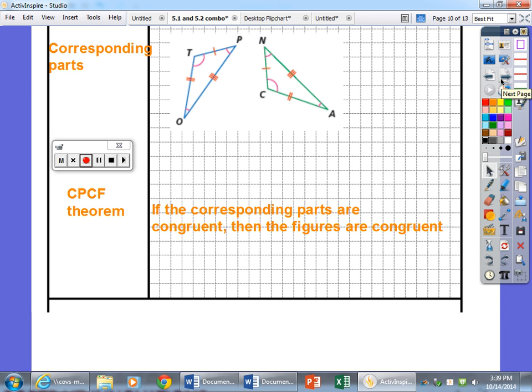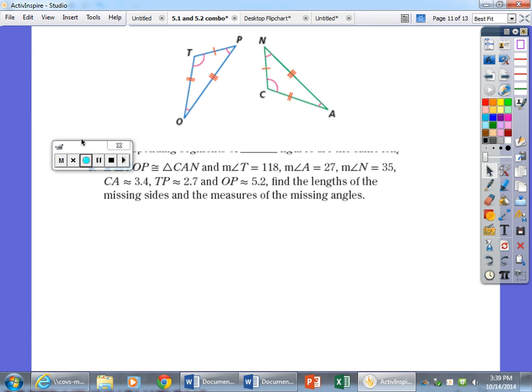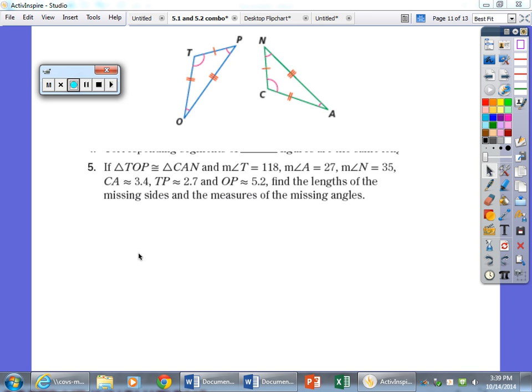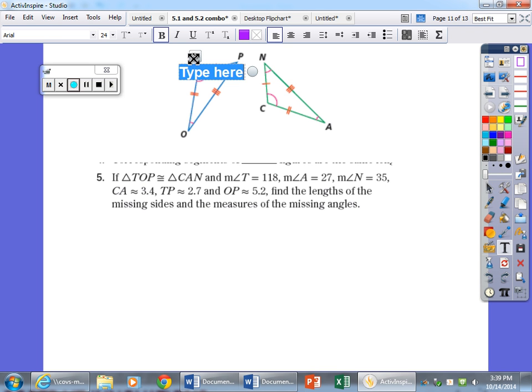But I think we can look at another example that might help you a little bit more. It's the same two triangles. It's still TOP and CAN. And they give me some information here. They're telling me that angle T is 118. They're telling me that angle A is 27, and they're telling me that angle N is 35. Okay, because I know that these two are congruent, I can look at the matchups.